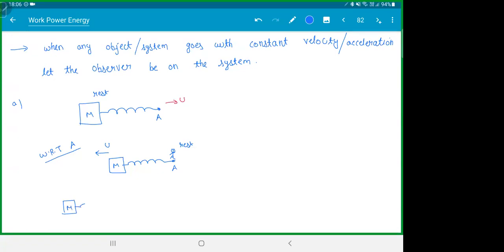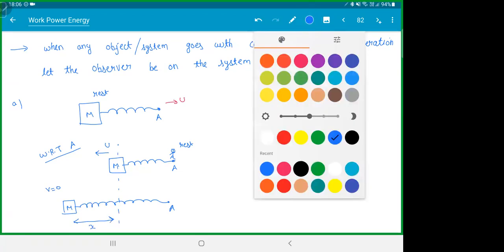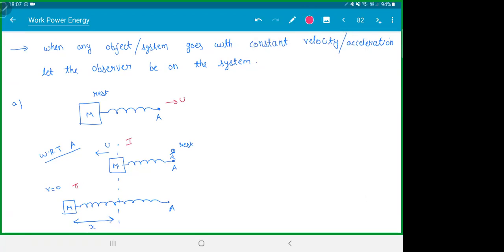And I always tell you, define your initial and final state. Eventually, when the spring is elongating, this is point A. This block comes to rest here. Let this distance be x. This is your state 1. This is your state 2. State 1, spring potential energy, 0. Kinetic energy, half mv square. State 2, spring potential energy, half kx square. Kinetic energy, 0. Now, can I do this?